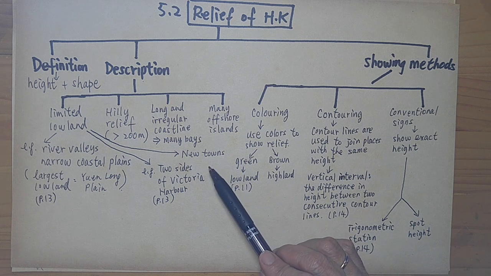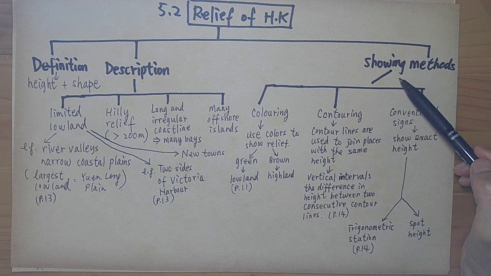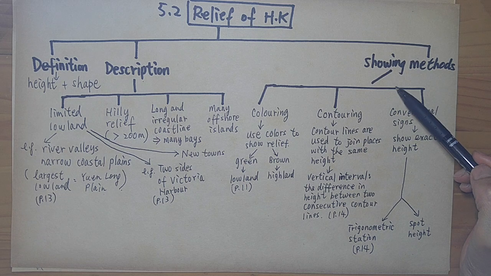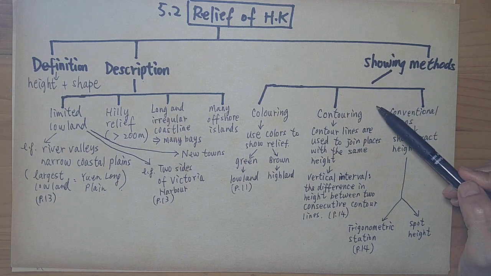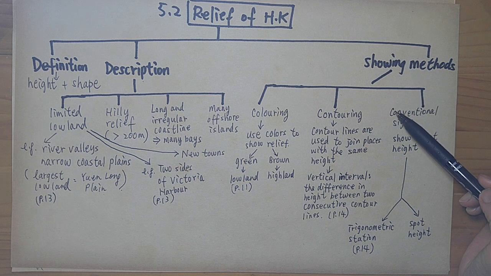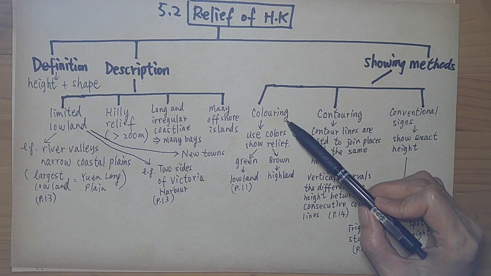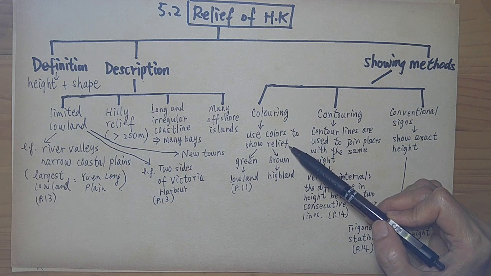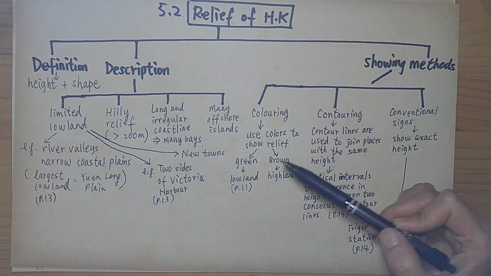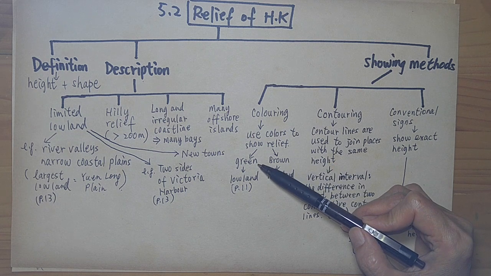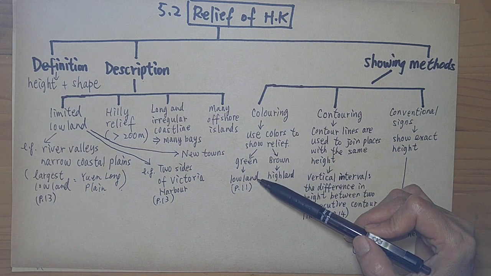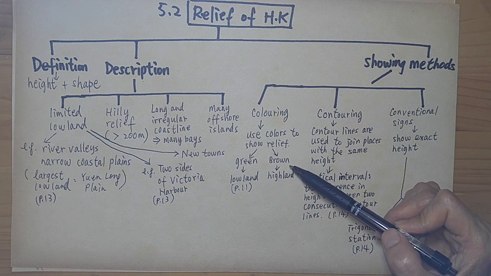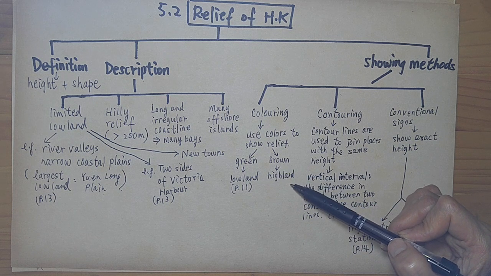And now the third thing we are going to look at is now we have some method to show relief on map. So there are 3 ways to show the relief. For example, we have coloring method. Now we use colors to show different relief. For example, we will have green color. Green color refers to the lowland. And also we have brown color. It refers to the highland.